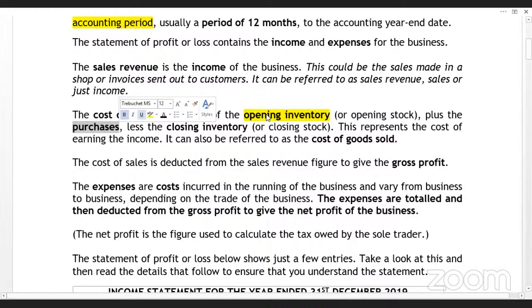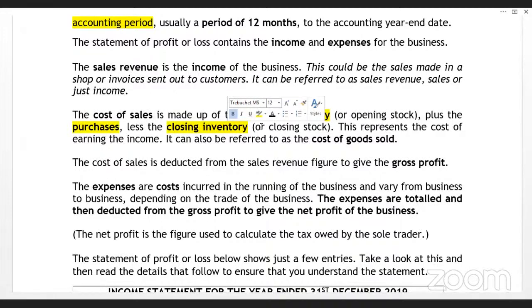Because at the end of the period, you'll be having some units, some products, some kilograms of sugar, some bars of soap, and so on, that remain unsold as at the end of the trading period. So to get the cost of goods sold, we get the opening inventory, we add the purchases, then we less the closing inventory. That is how we get the cost of goods sold.